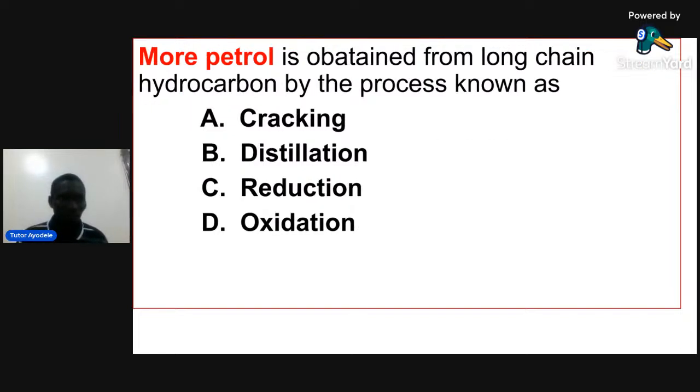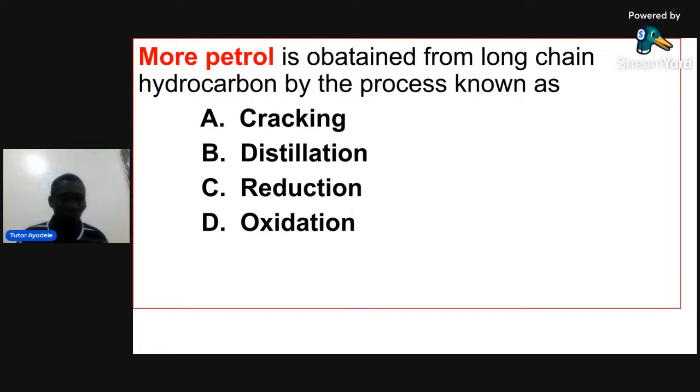All right. More petrol is obtained from long chain hydrocarbons by the process known as what? Another question: petrol has the same formula as octane. Yes, petrol is also called octane. That is the name in terms of hydrocarbon naming: methane, ethane, propane, pentane, like that. If you have C8H18, that is octane. So it's also called petrol. You are correct. So more petrol is obtained from long chain hydrocarbons by the process known as what?